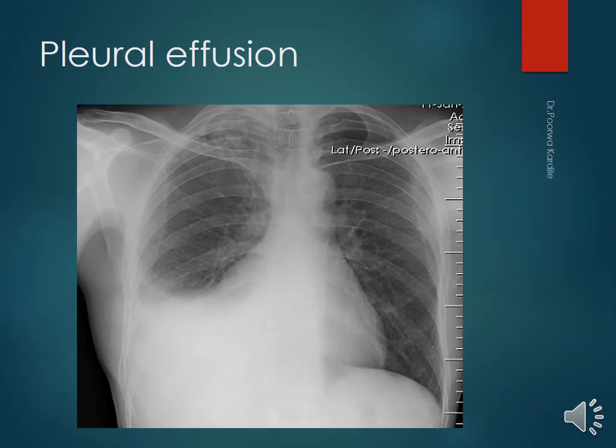Are covered by serous mesothelium known as pleura. Pleura has two layers. Outer is parietal and inner is visceral layer. And in between these two layers of the pleura is the pleural cavity. Normally, maximum up to 10 ml of serous fluid is there in the pleural cavity. But when there is a collection of excess serous fluid in the pleural cavity, it is known as pleural effusion.